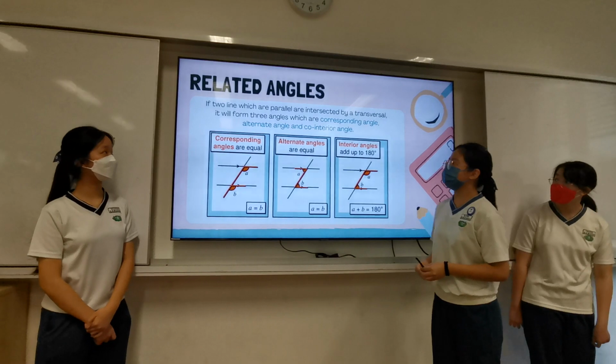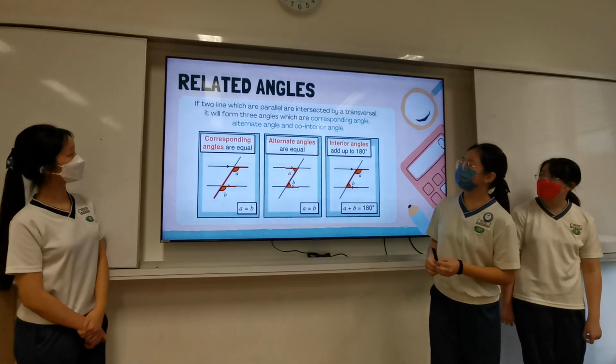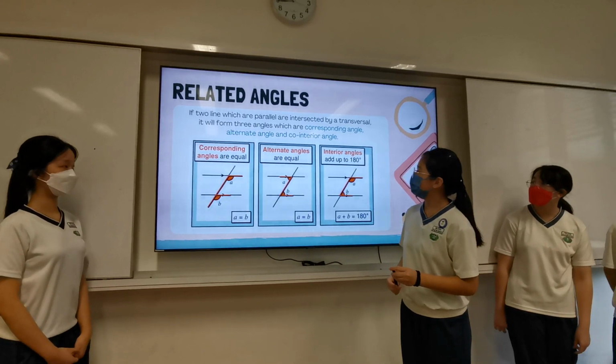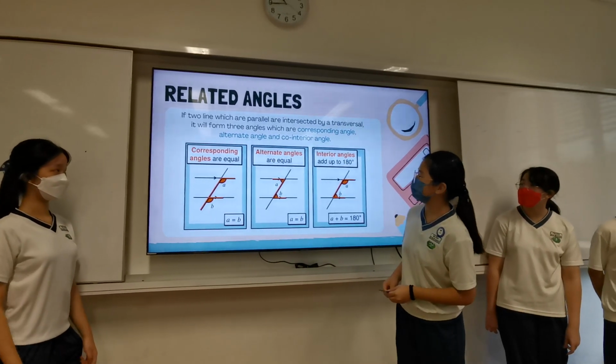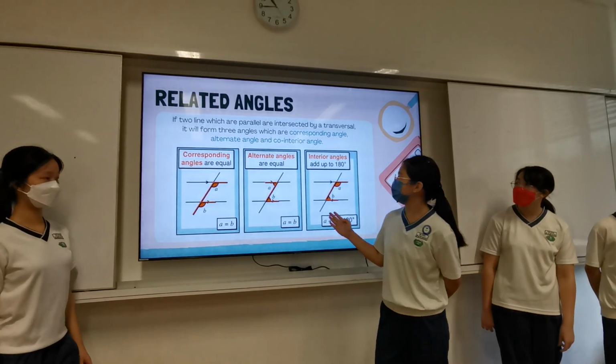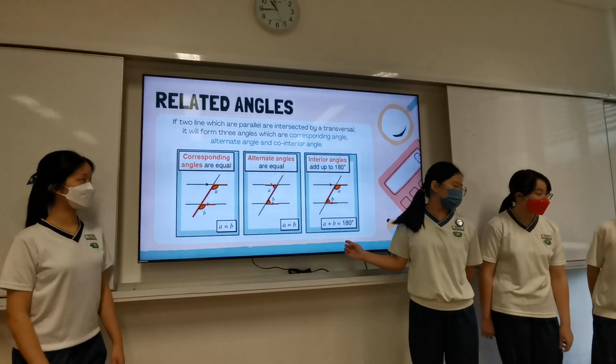So these are the related angles formed by parallel lines. If two parallel lines are intersected by a transversal, it will form three types of angles, which are corresponding angles, alternate angles, and interior angles.